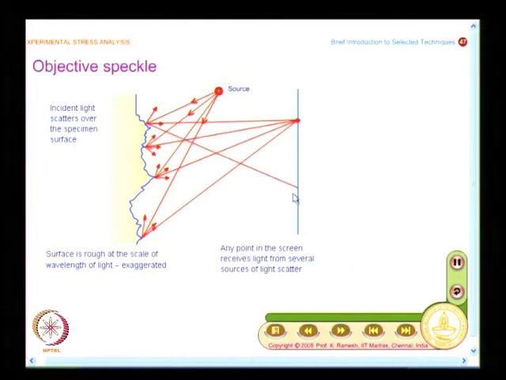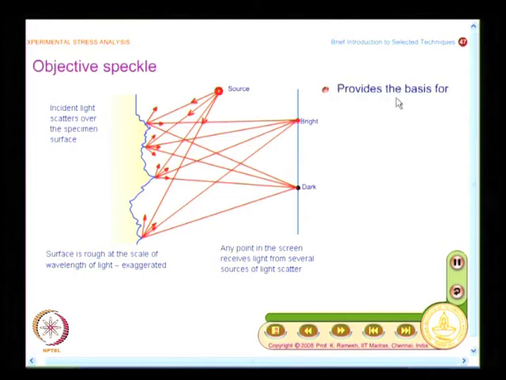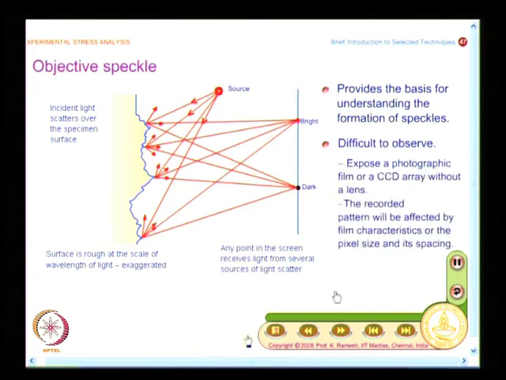So, I have a dark fringe form, I have a bright fringe form, and I get light from all points of scatter, and the points are summed one after another. You understand that it helps you to understand formation of speckles, difficult to observe, and we finally say that it has little practical applications.